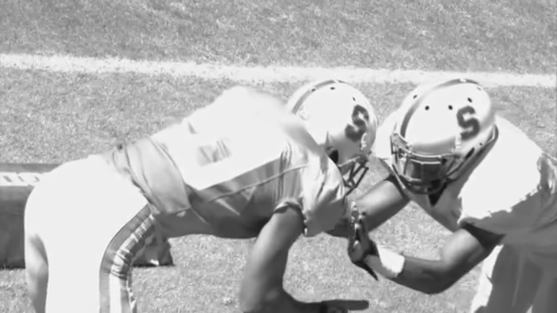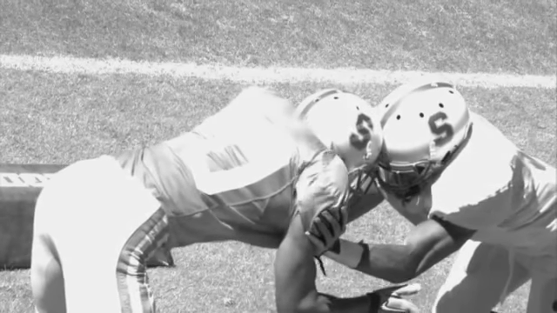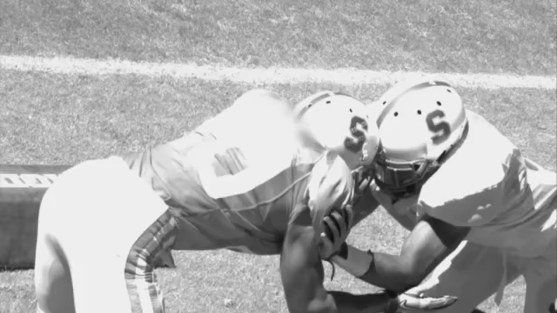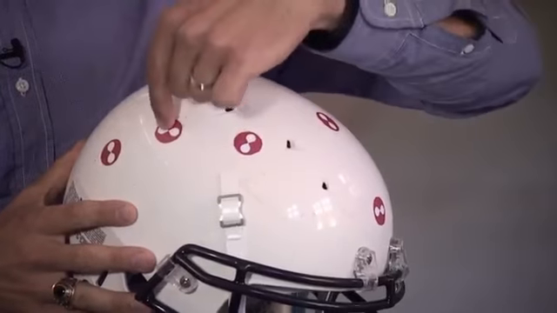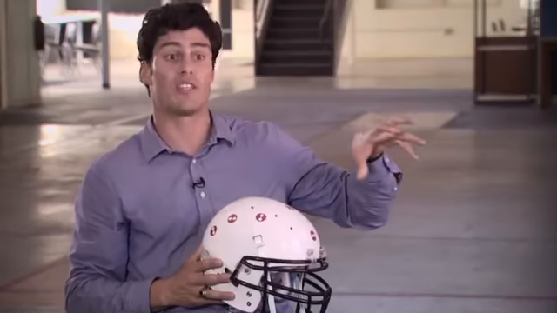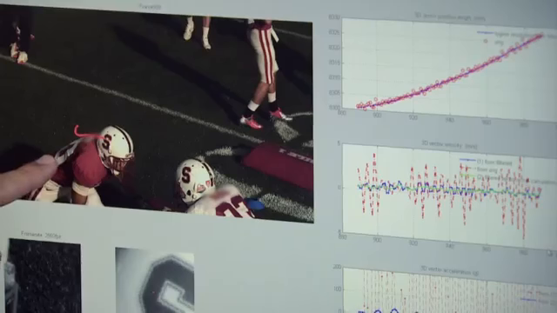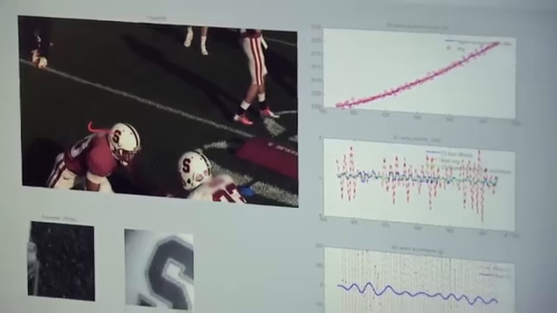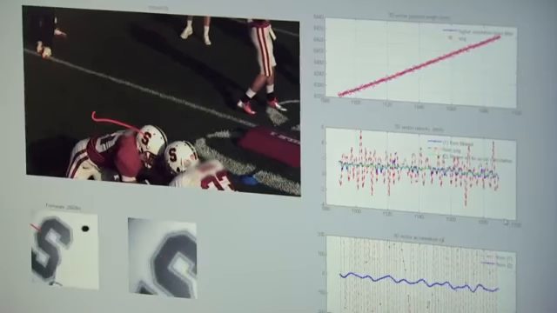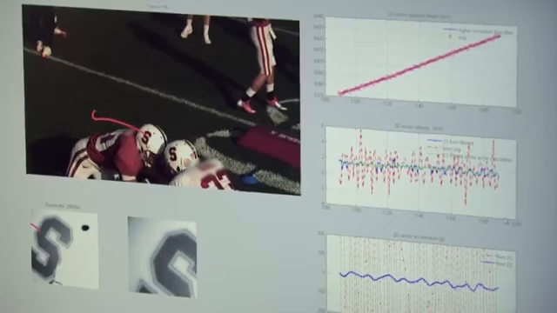It's using high-speed, high-def, super slow-mo cameras and watching the football players collide. We have a number of markers on the players' helmets, and we can track them over time from each camera view during a collision. So you can see as the players are approaching each other, we get an estimate of what the initial velocity is just before the moment of impact.